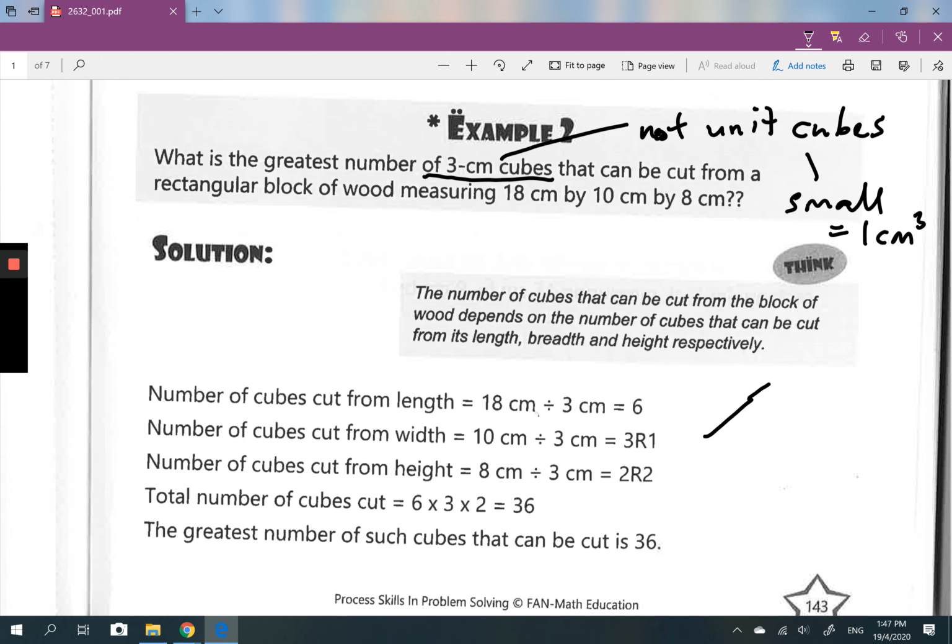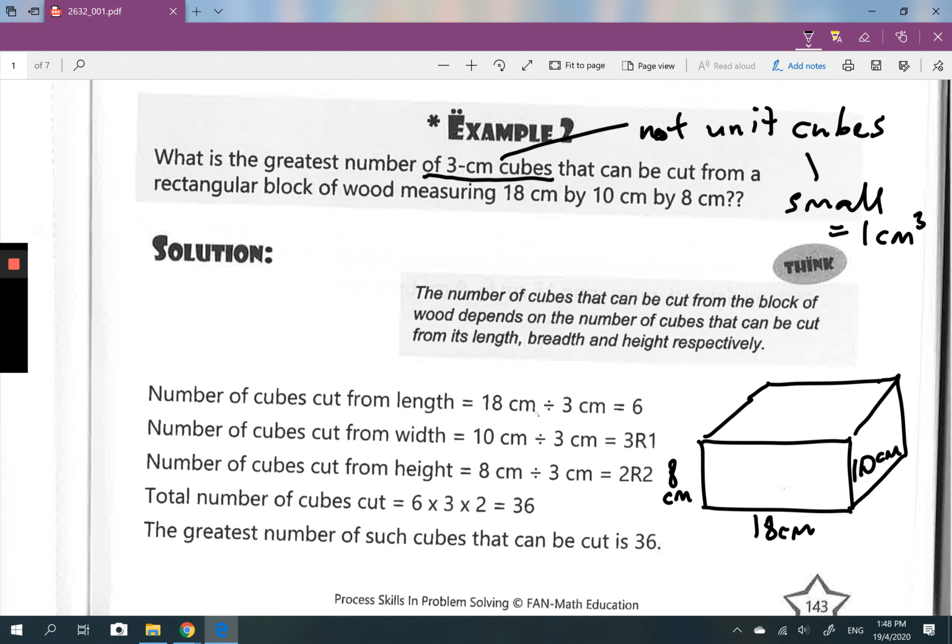Okay, let me just very quickly sketch out the cube that we are talking about. Right, the cuboid. So the cuboid is 18 cm by 10 cm by a height of 8 cm. Right, so if we were to place 3 cm cubes here like this, how many of such cubes can I place? So we know that 18 divided by 3 gives us 6.